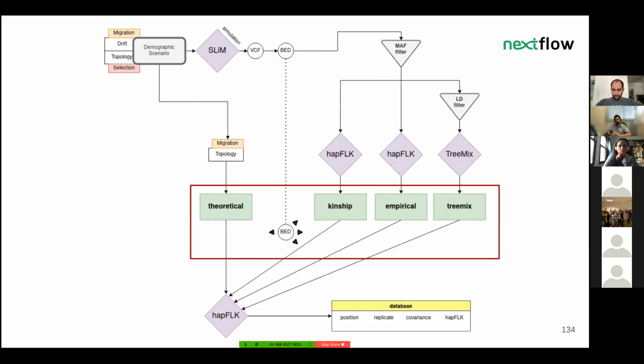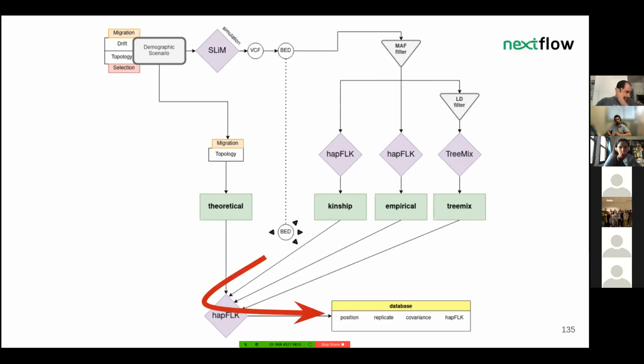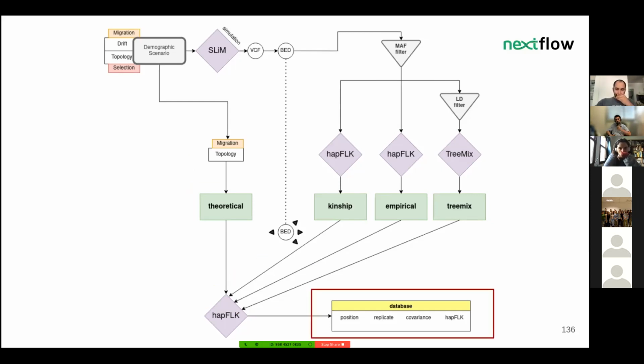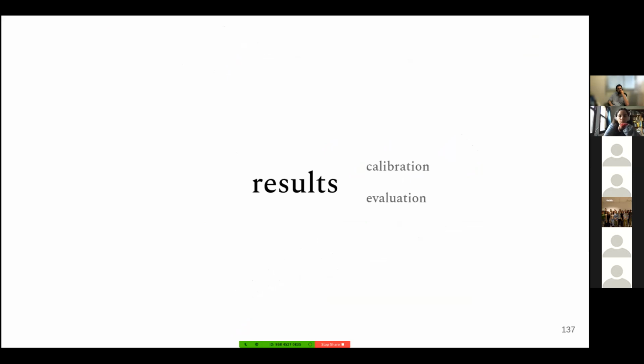So the genotypic data from the simulations is provided to HAPFLK together with the corresponding covariance matrices. And this will generate a database that contains the position, the replicate, the covariance method used, and the HAPFLK value for a given locus. So now for the results, as I mentioned earlier, they are separated into calibration and evaluation.